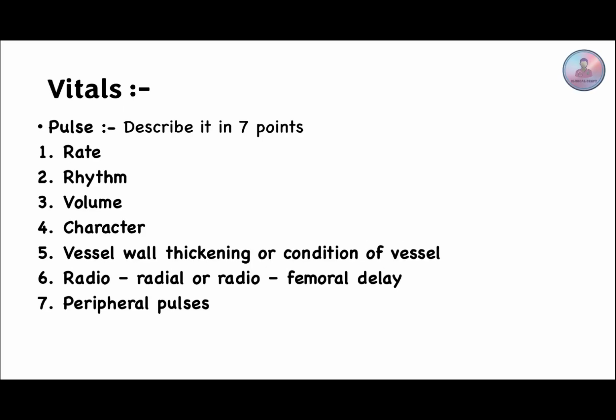First part of general physical examination is the vitals. First point is pulse. Describe it in 7 points: rate, rhythm, volume, character, vessel wall thickening or the condition of the vessel, radio-radial or any radiofemoral delay, and peripheral pulses. On examination, the radial pulse is 70 beats per minute, regular in rhythm with normal volume and character. The vessel wall is not palpable. There is no radio-radial or radiofemoral delay, and all peripheral pulses are felt equally on both sides.